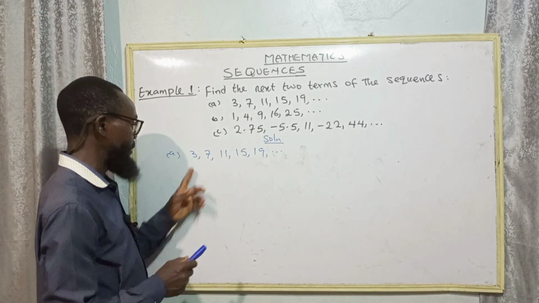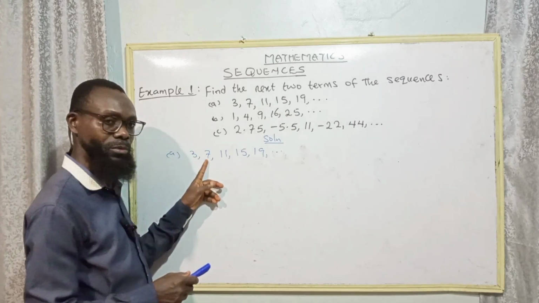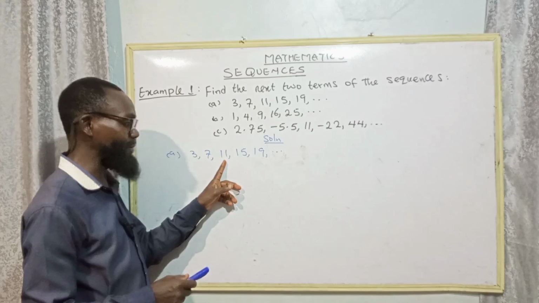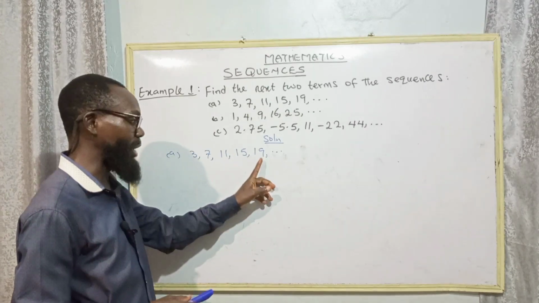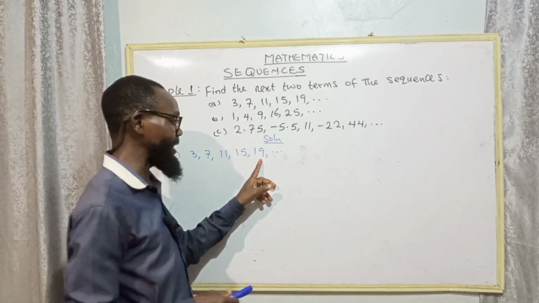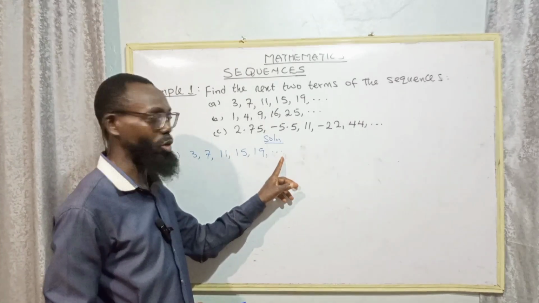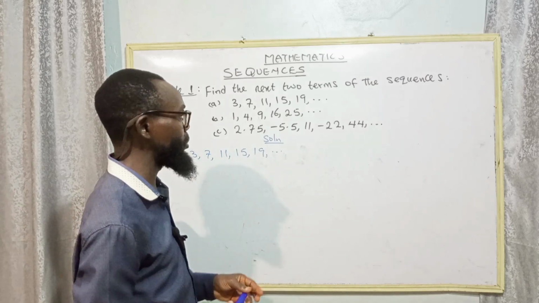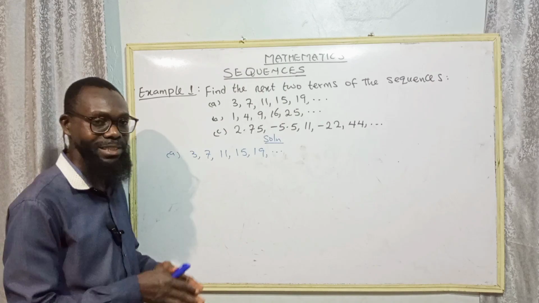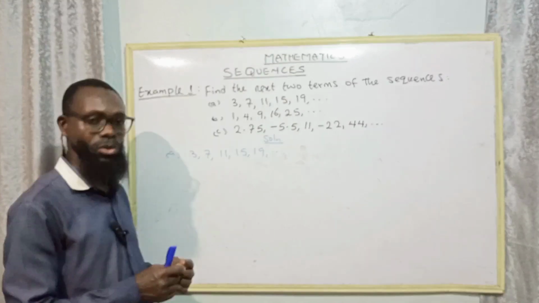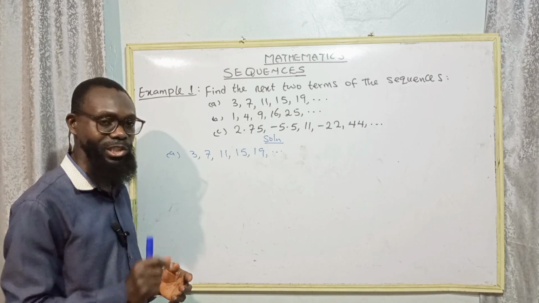If I add 4 to this 3, 3 plus 4, I have 7. 7 plus 4, I have 11. 11 plus 4, I have 15. 15 plus 4, I have 19. 19 plus 4, I'm going to have 23. 23 plus 4, I'm going to have 27. So the next two terms are 23 and 27, which means the rule guiding this is adding 4 to each term.